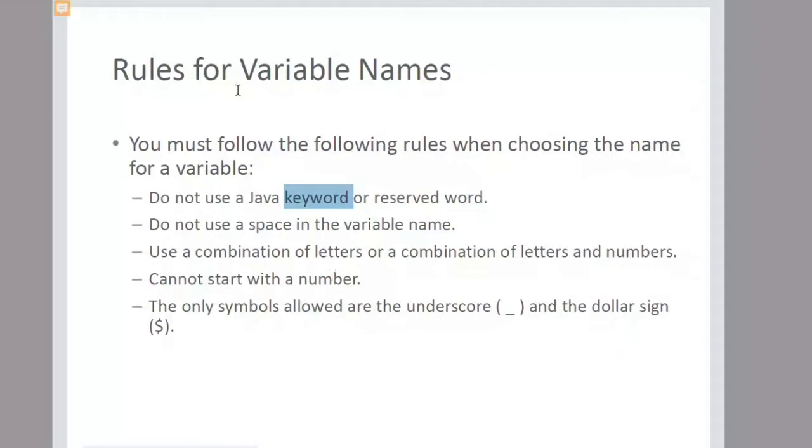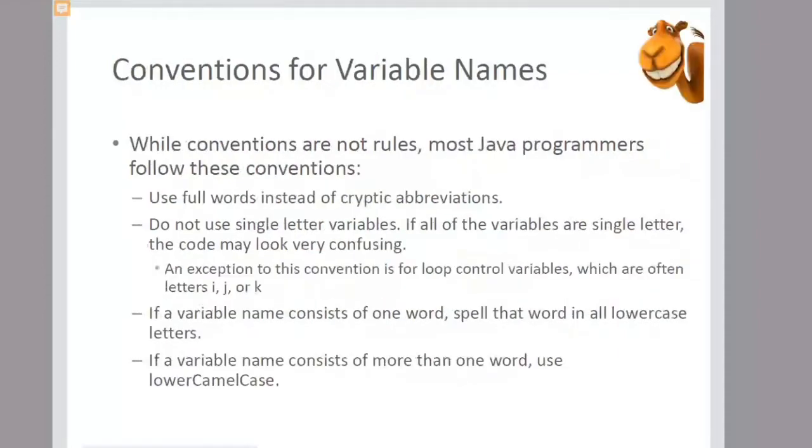Clear? Next one. The convention for a variable name: use full words instead of cryptic abbreviations. Do not use single letter variables. If all the variables are single letters, the code may look very confusing. An exception to this convention is for looping control variables, which are often i, j or k. So i, j, these are the looping variables we'll take.